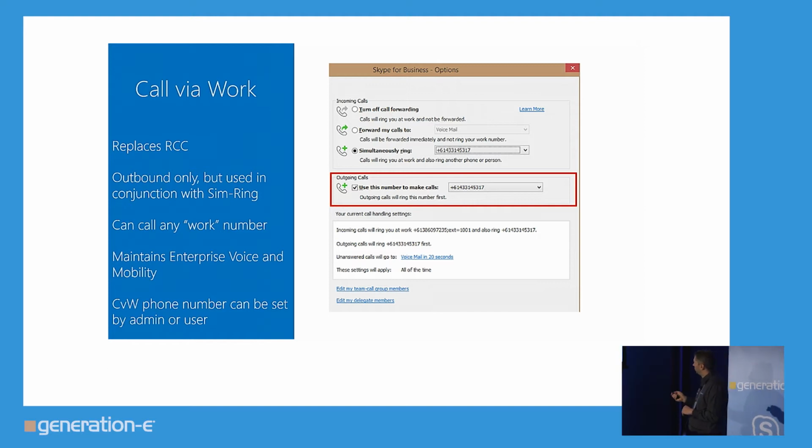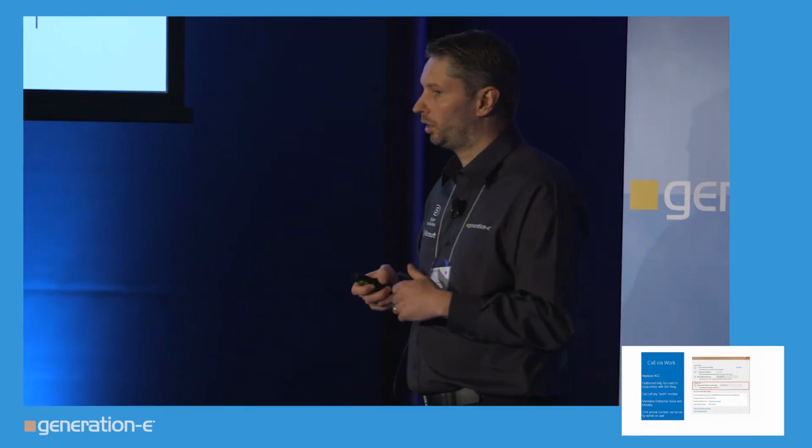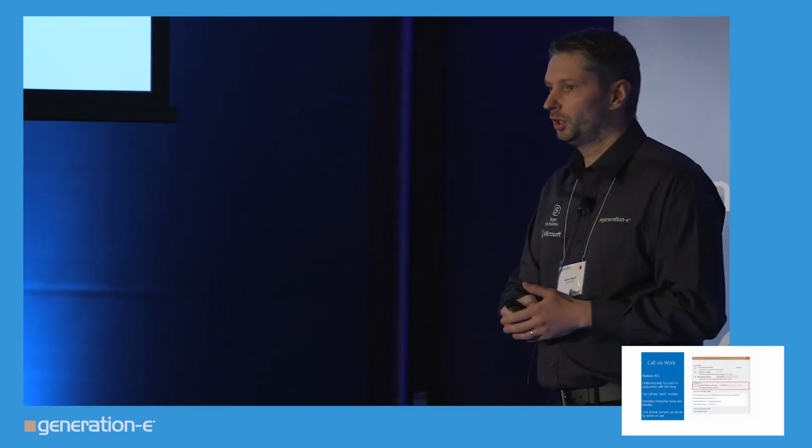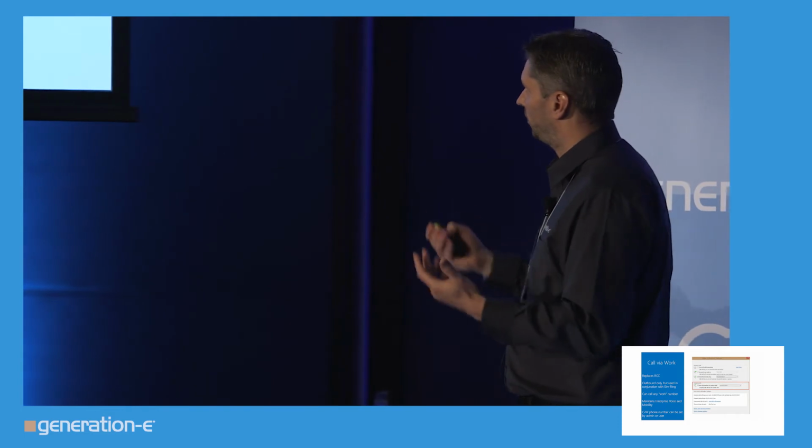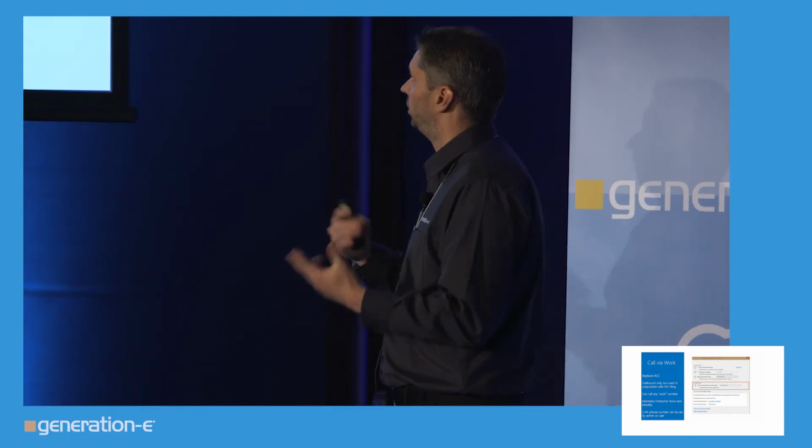From a configuration point of view, this is what it looks like in the client. At the bottom of the Skype for Business client, you get call forward settings. If you click on the more options, this is the new feature you'll see here. For outgoing calls, put in this number here. In that case, I've actually put in a mobile phone, so it doesn't actually have to be a PBX phone. You can give it any phone number as long as the Skype for Business server can initiate a call to it.